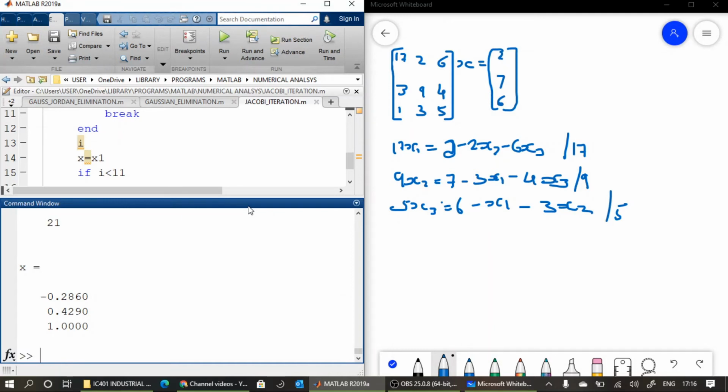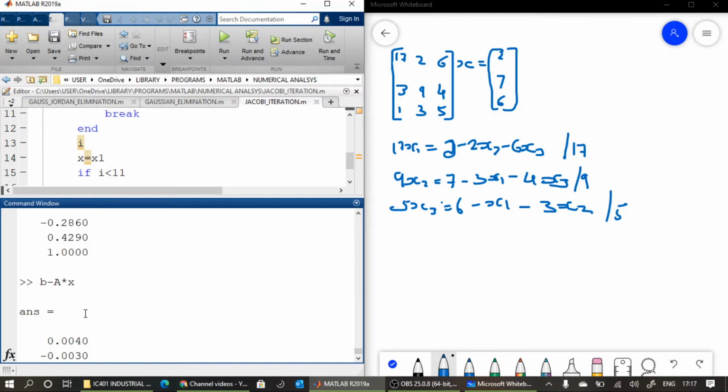Now you can see that after the 21st iteration, this one is converged. So it took 21 iterations. After 21 iterations, x is equal to minus 0.2860, 0.4290, and 1. If you take b minus A times x, you can see that the residue is very small. Okay, so this one is a solution.